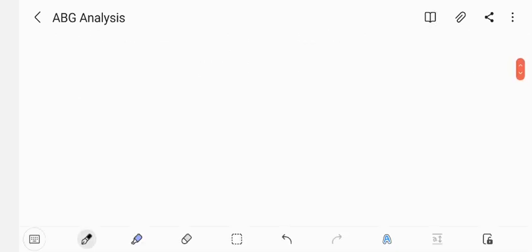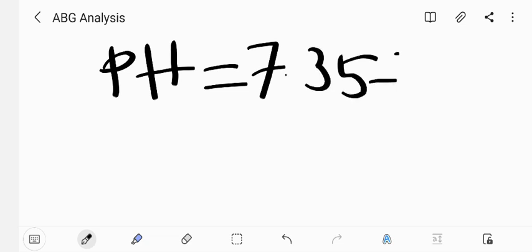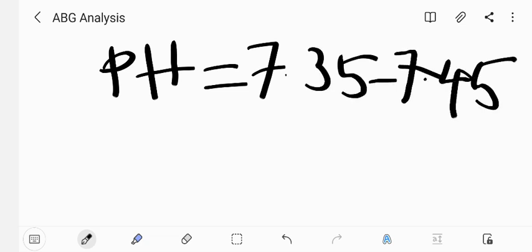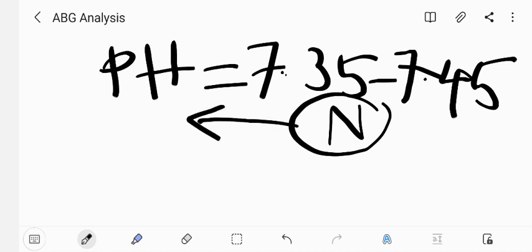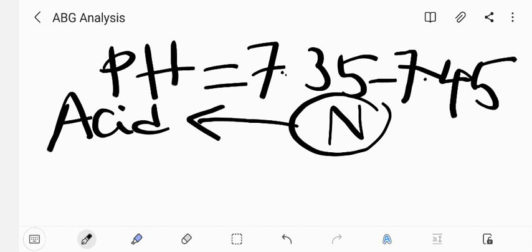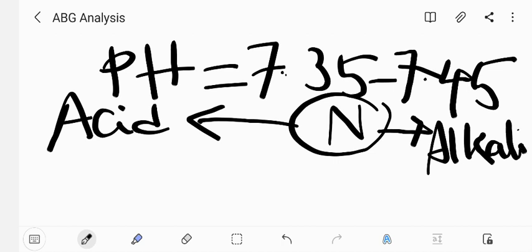Now see the other values. What is the normal pH? It is between 7.35 and 7.45. This is very much important. 7.35 to 7.45 is neutral, and less than 7.35 we can consider as acidosis, acid, and more than 7.45 will be alkali. Okay, so these are some normal values which are very important in ABG.